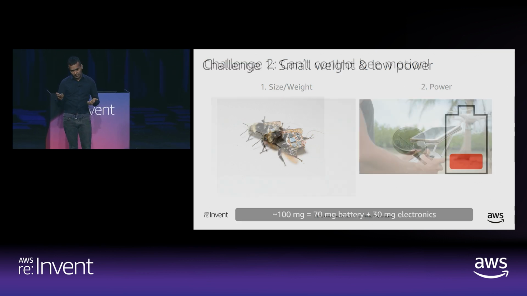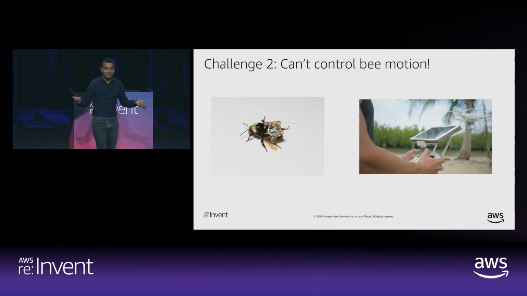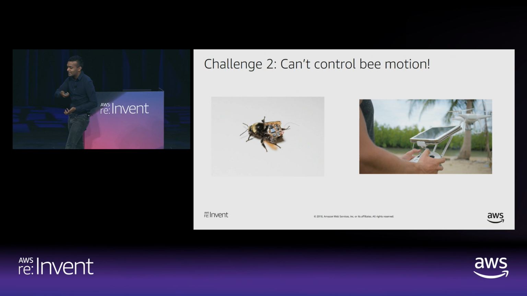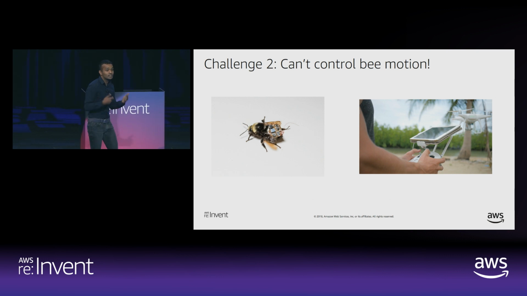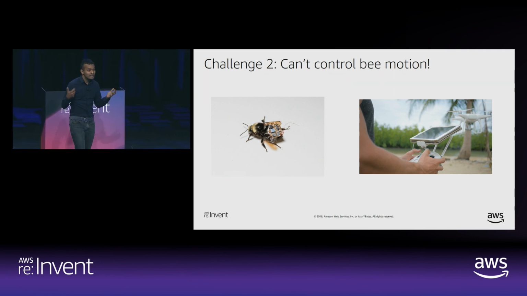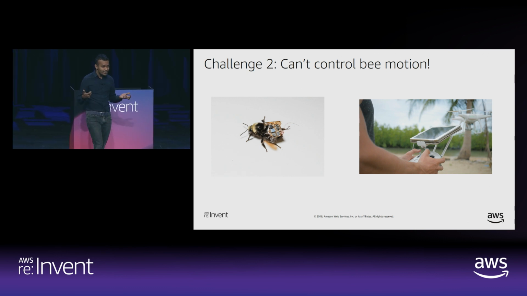The second challenge, which you might have guessed by now, is that we cannot really control the bee's motion. If you look at a drone, you can basically control exactly where it is moving. You can ask it to move where you want. But with bees, people haven't shown so far that you can control their motion because they're really tiny insects, and it's really hard to control their motion. So how do we really get these sensing applications?